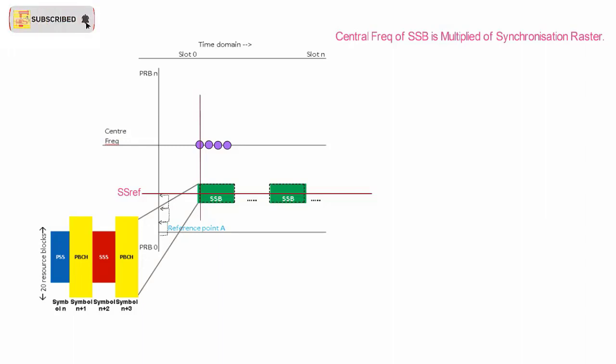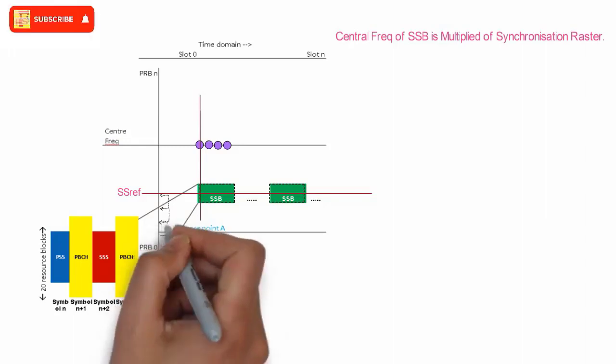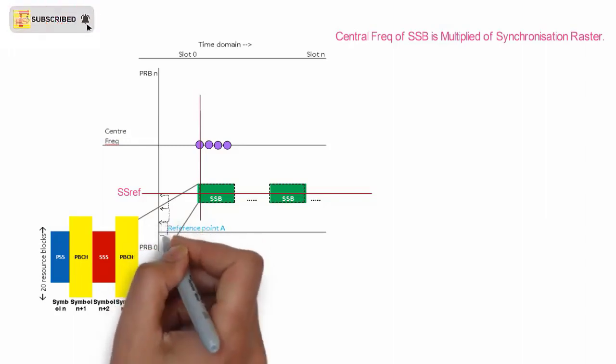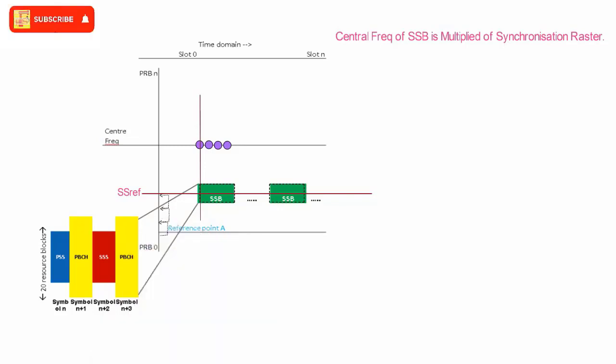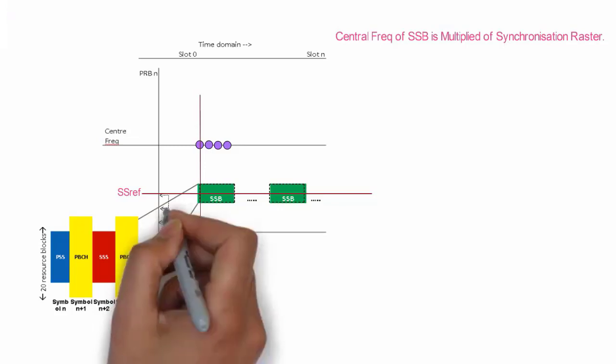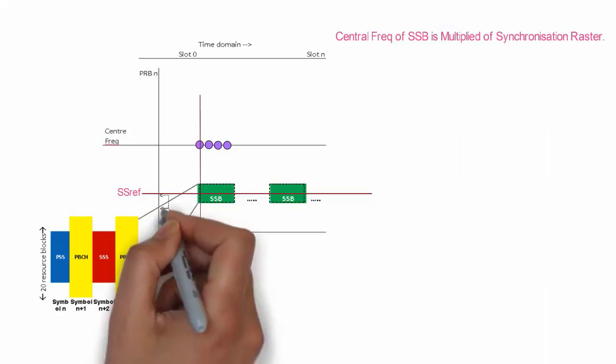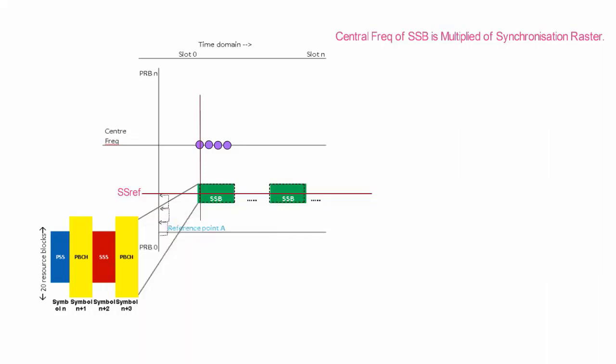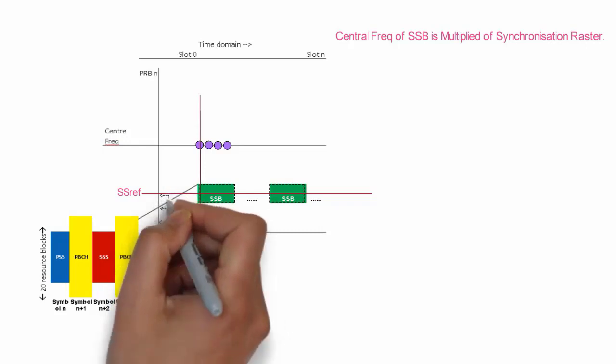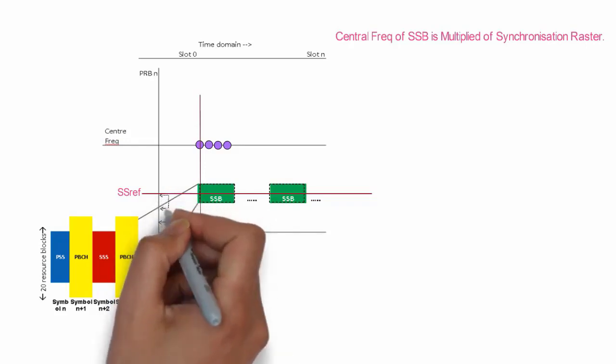So in every synchronization raster, this small size it will scan. Suppose that the small size is 1 megahertz. Actually it is more than 1 megahertz, but suppose that the synchronization raster size is 1 megahertz. So in every 1 megahertz, it will try to scan and it will reach the central frequency point of SSB.